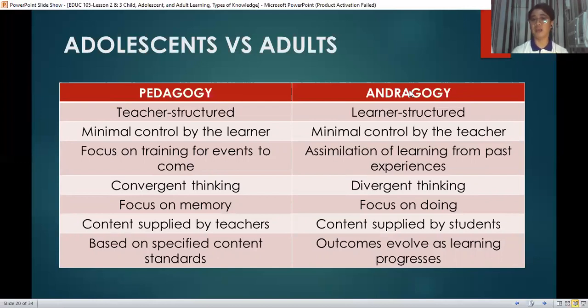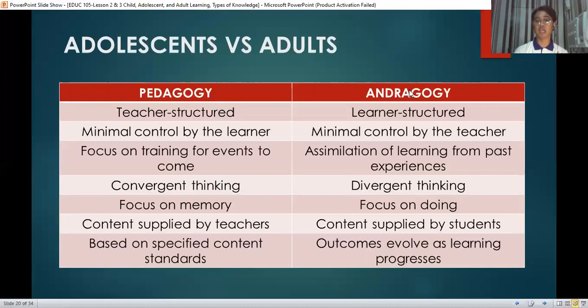Kasi yung mga yan, I repeat, are independent learners. So they can already decide for themselves. Unlike yung mga young learners, they need assistance. They need guidance. Okay? Because in terms of decision making, hindi pa ganun kasalido yung experience nila. Okay? Unlike the adult learners. Next, for pedagogy, minimal control by the learner. More on the teacher. Control in terms of activities. Okay? Control in terms of the strategies. Control in terms of the direction. Control in terms of how would you like to conduct the activity.